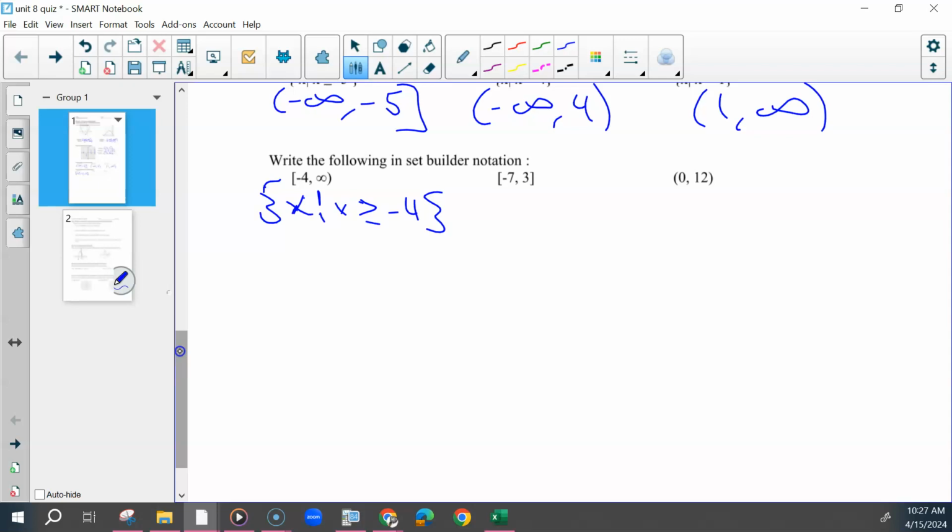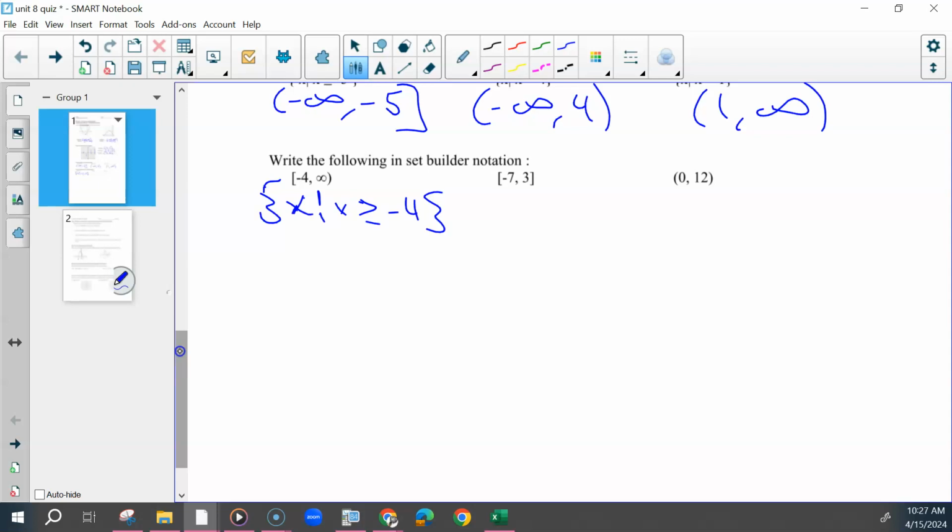Wait, how do you know what way the thing is pointing? It starts at -4 and it goes to infinity. That would be everything greater than. If you want, you could also draw in a number line and look at this one.